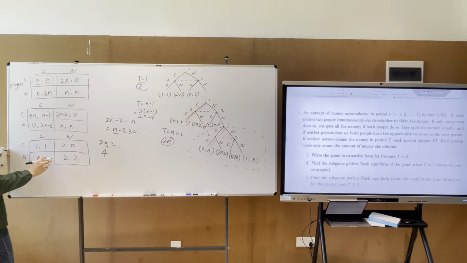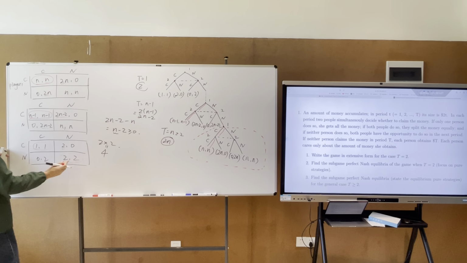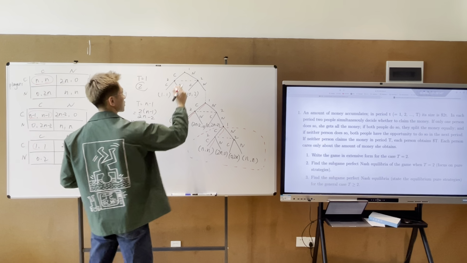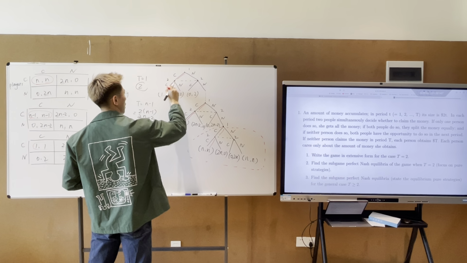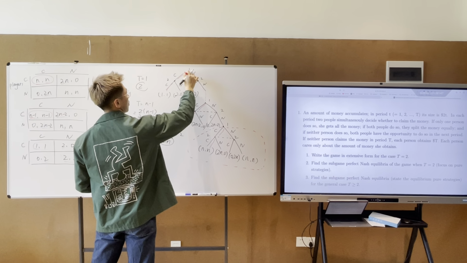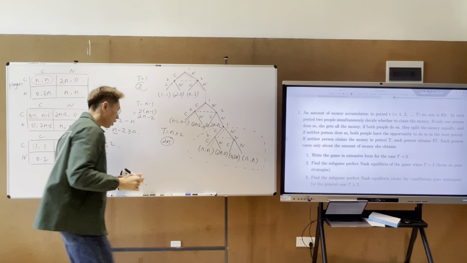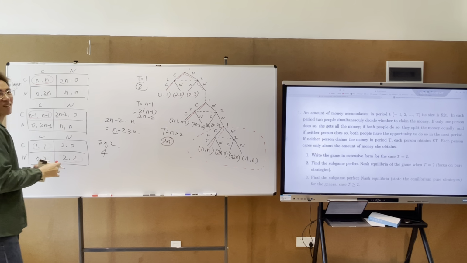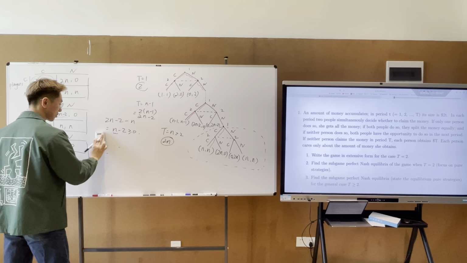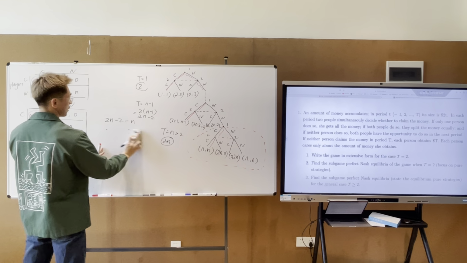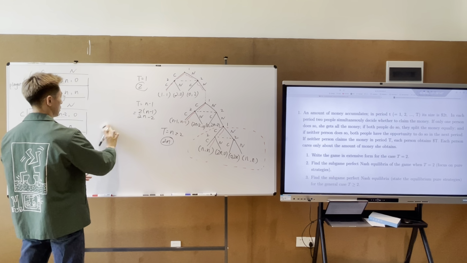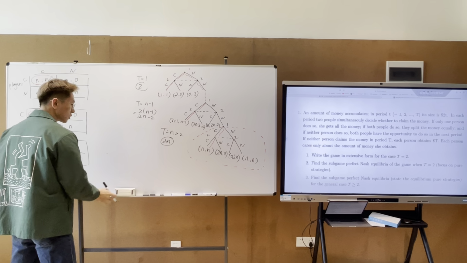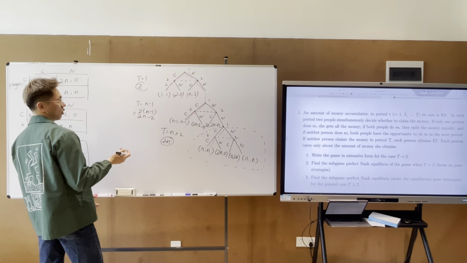So in period 1, there are 2 Nash equilibria. The first is both claim the money, and the second is both not claiming the money. So the first is claim, claim, and the second is not claim, not claim. So what are the SPNE of this game? There are 2 types of SPNE.